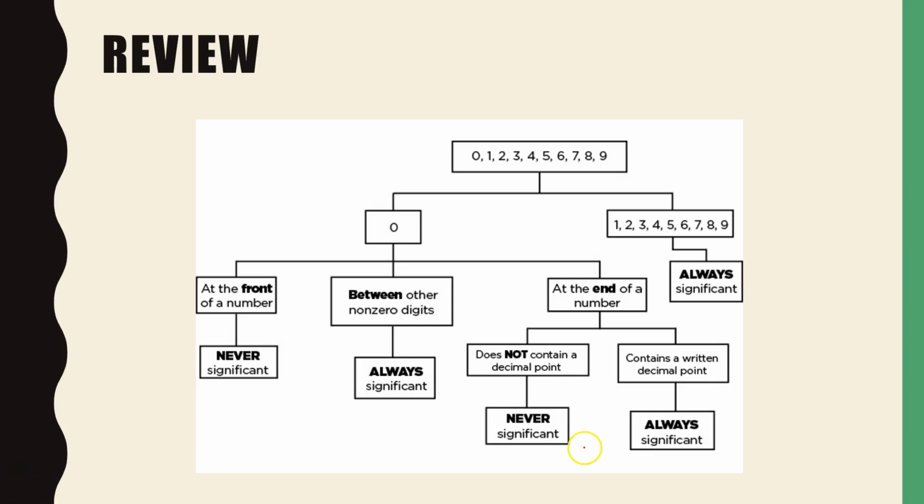This is a review of what we've gone through today, and it categorizes what numbers are significant. So the integers 1 to 9 are always significant. A 0 at the front of a number is not significant. When it's between non-zero digits, it's always significant. And at the end of a number, it is significant only when there's a decimal point. Otherwise, when the number contains a decimal point, it is significant.